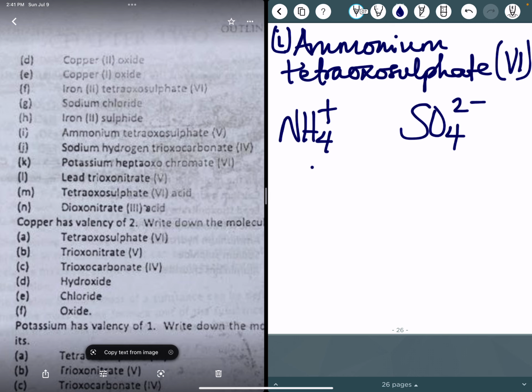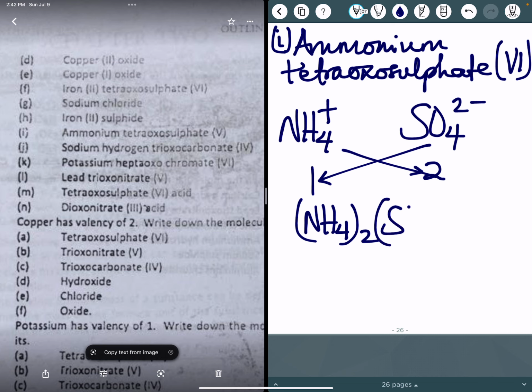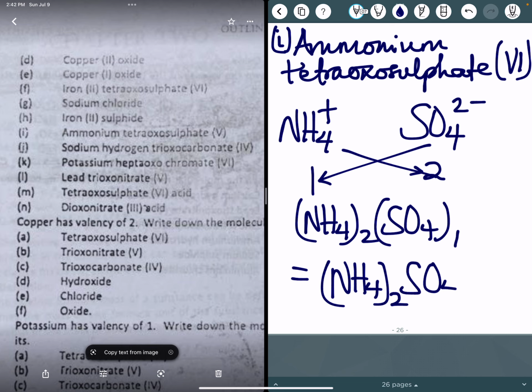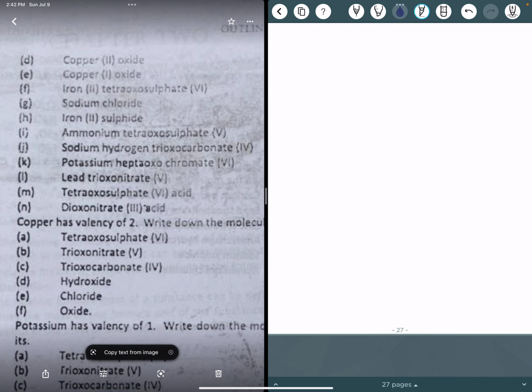So from the charges, I'll write their valencies, 1 and 2. I'll exchange the valencies, and I'll get (NH4)2(SO4)1. So the molecular formula of ammonium tetraoxosulfate 6 is (NH4)2SO4. The reason I'm throwing away the bracket on SO4 is that it's multiplied by 1. And since I don't need to write this 1, then I don't need the bracket anymore either. I just write SO4. This is ammonium tetraoxosulfate 6.